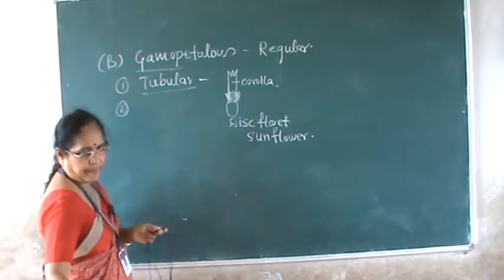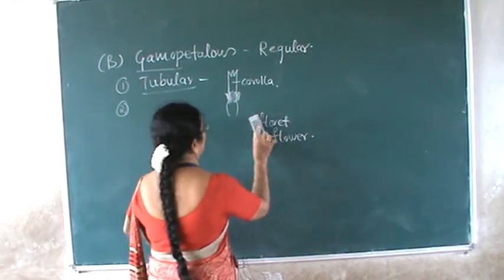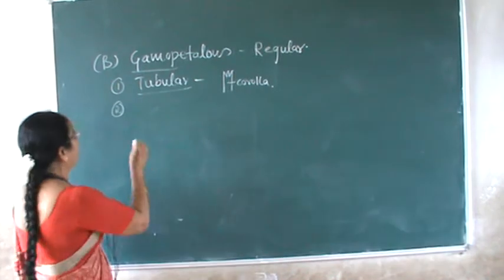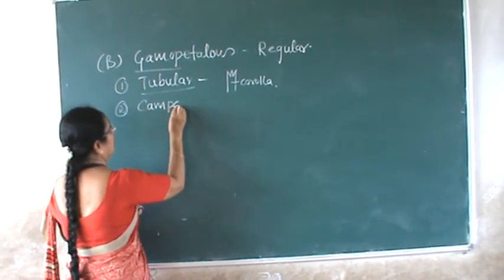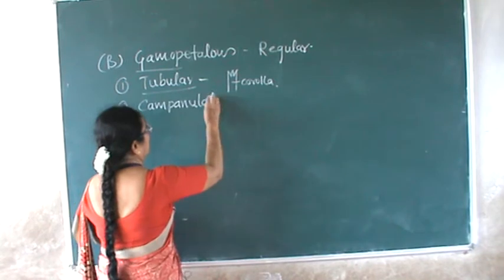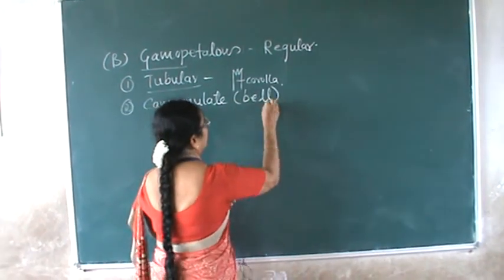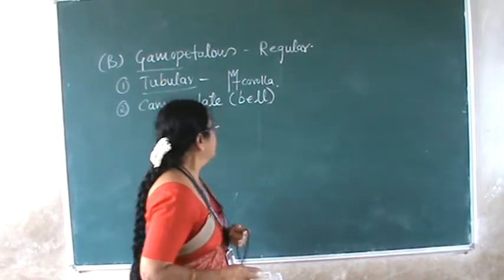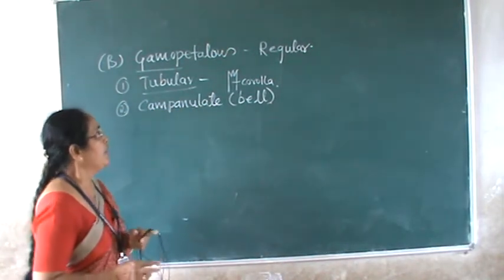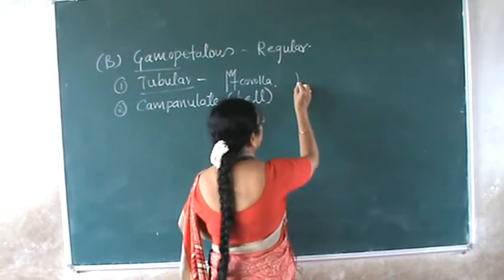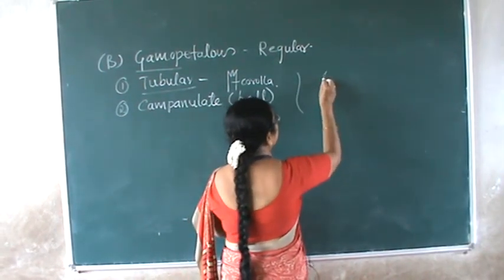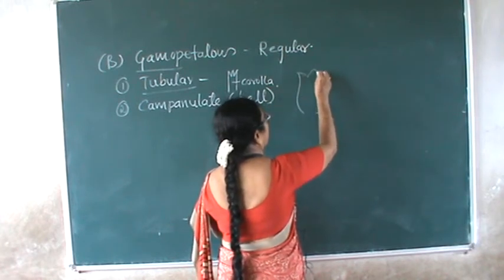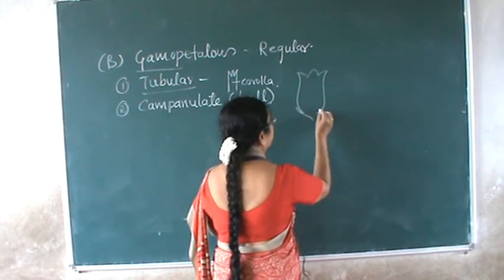Next, second: campanulate or bell-shaped. In this case, there are 5 petals which are fused, and it gives a bell-like appearance to the corolla. All 5 petals are fused.